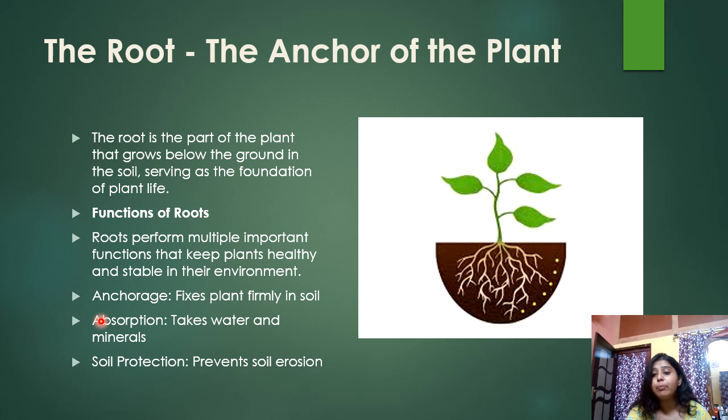And the most important thing is anchorage. The root fixes the plant firmly in soil. Absorption. Root takes water and minerals from the soil. And soil protection, the root prevents soil erosion also. So root is one of the most important parts of a plant. Without root, the plant cannot live.